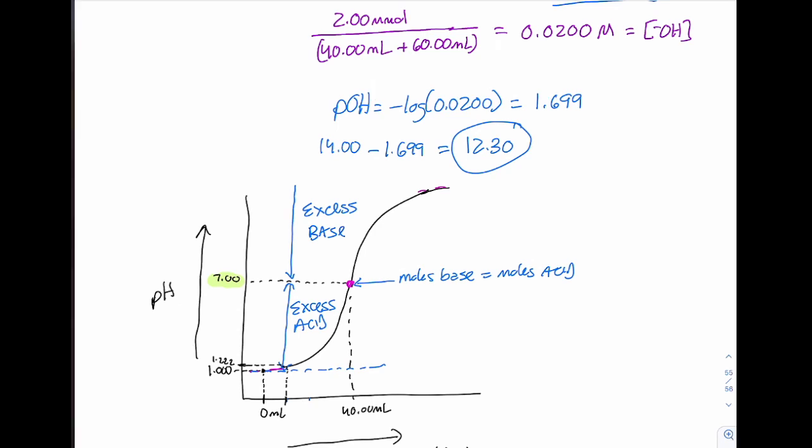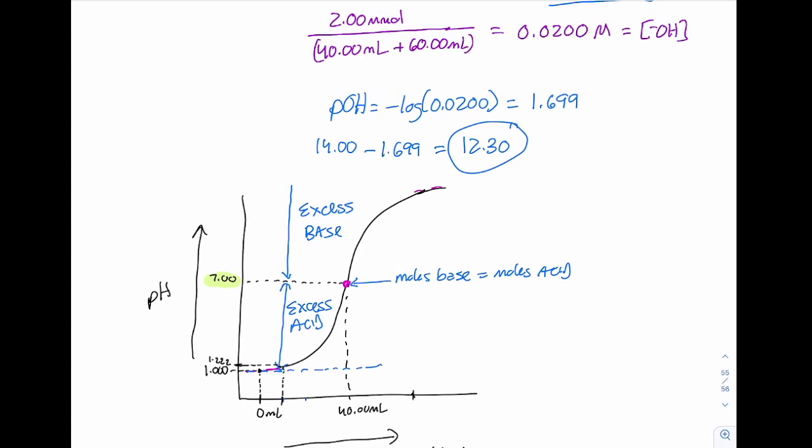And then, 60 would be somewhere over here. I'm just estimating again. So you would go up. And then, I don't know if I made enough room. We would go over. And that would be my pH of 12.30. Again, that was horribly not straight, but you guys get the idea, I hope.